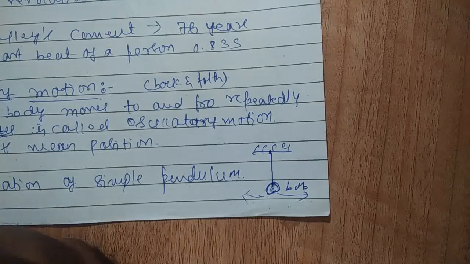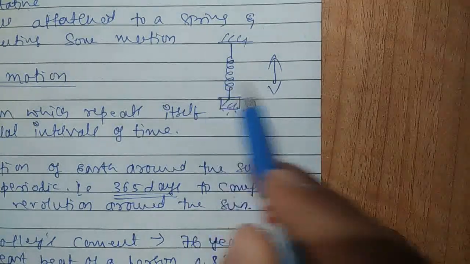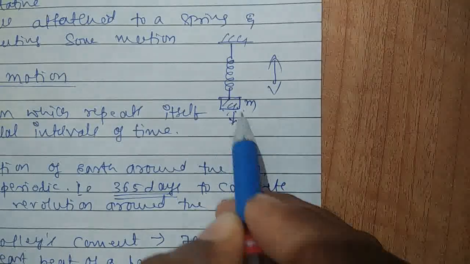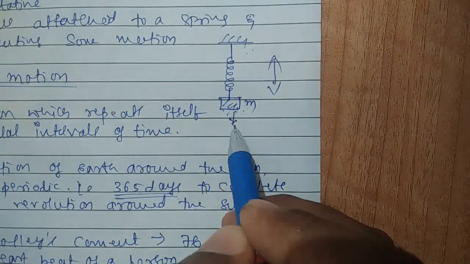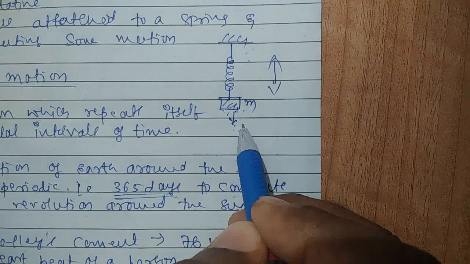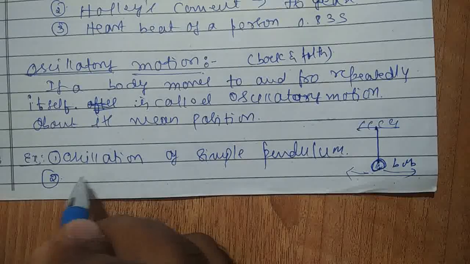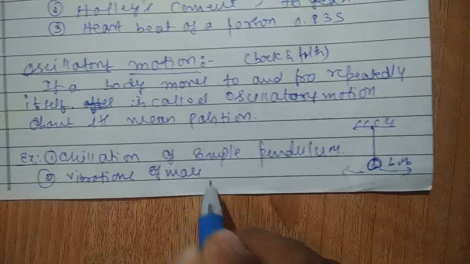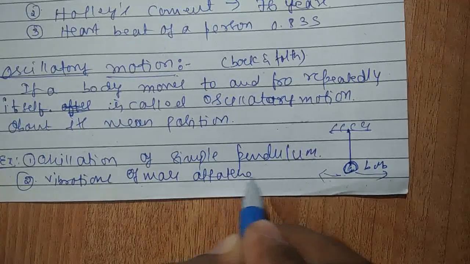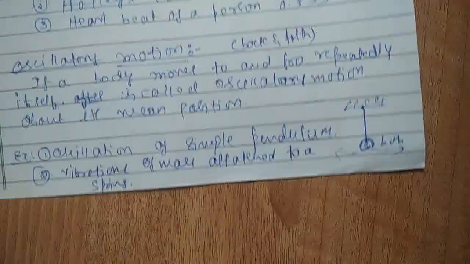So now let us look into another example which I stated earlier, that is a load attached to a spring, which will vibrate about its mean position. So if I pull this load slightly, what happens? This will execute the oscillation, that is back and forth oscillations, that is to and fro motion. So this is another example for oscillatory motion, that is the vibration of a mass attached to a spring.